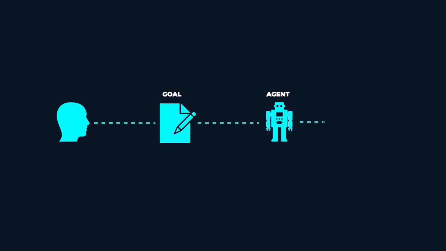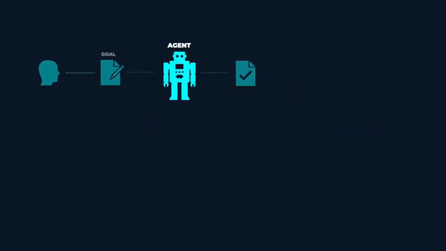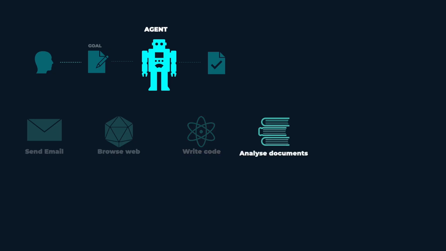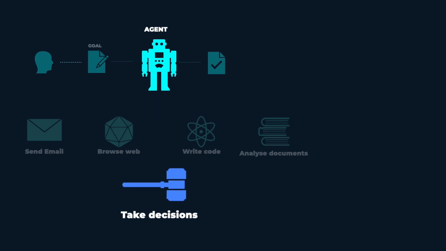Think of an agent like a digital employee. You give it a goal, and instead of only answering questions, it actually takes actions to complete the task. ChatGPT mostly responds. An AI agent can do things. For example, an AI agent can automatically read emails, search the web, book meetings, write code, analyze files, make decisions, and use tools to automatically take decisions and execute on behalf of you.